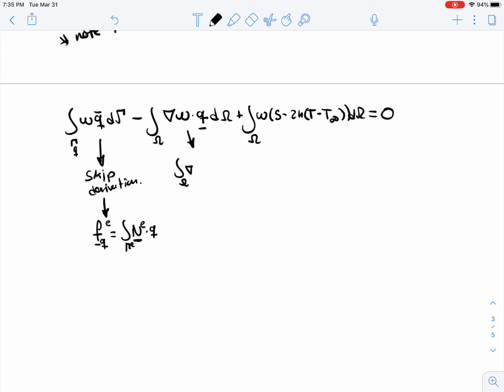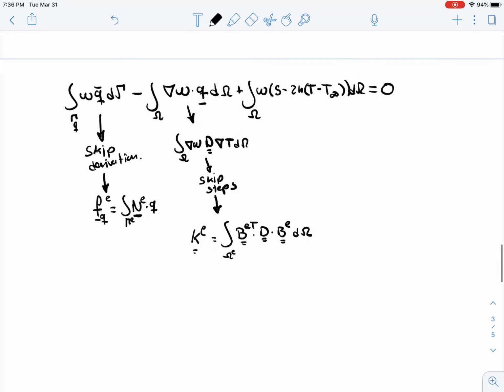From this term, once you substitute and you get this integral of gradient of w times d times gradient of t, I'm going to skip the steps, but hopefully you recall that this will end up giving you the stiffness matrix, which is the integral over the element of the gradient of the basis functions, which we typically put in this matrix B, times D times BE. So that's what this will give you.